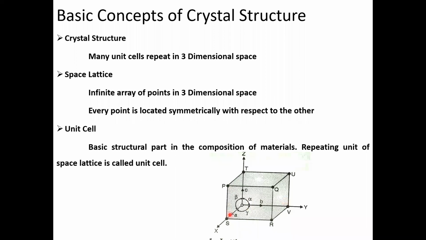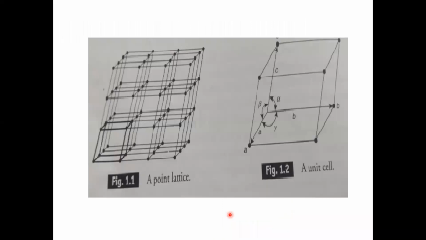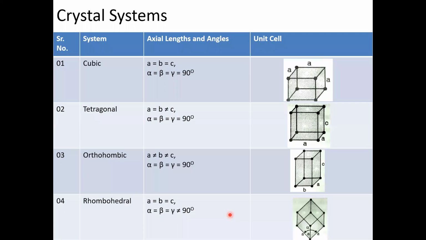These are called lattice parameters. And based on the correlation between these lattice parameters, there is generation of 7 crystal systems and 14 Bravais lattices. So this is point lattice and unit cell.